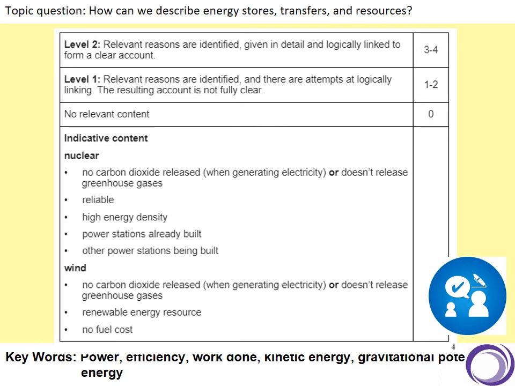So for nuclear, you have a list there of what you could have written, and the same for wind. So those were the 2 options that you should have chosen and explained. If you've made most of those points, then absolutely you would be in the 3 to 4 mark brackets. If you've made 1 or 2 out of either of those, then you might be in the 1 to 2 mark bracket.